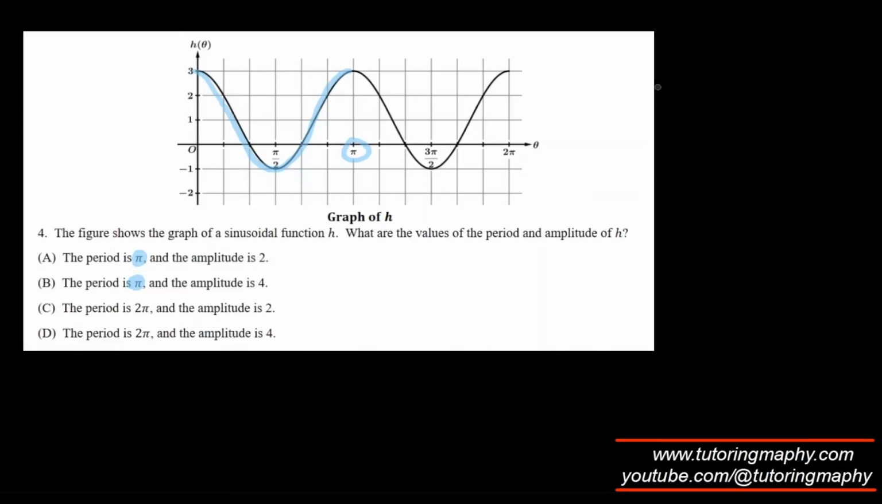And now I can just safely say that it has to be the maximum value, which is 3, minus minimum value, which is negative 1, over 2, which is 2. So the answer has to be option A.